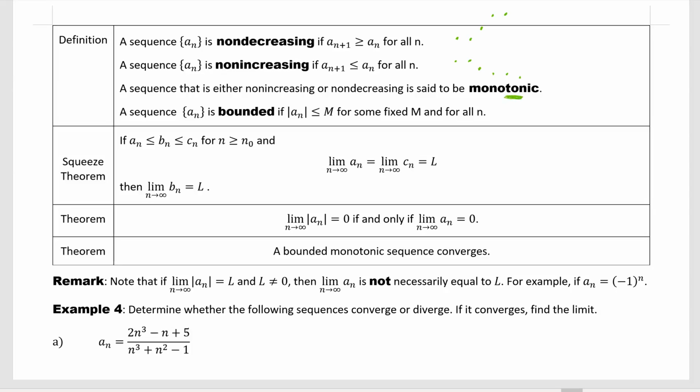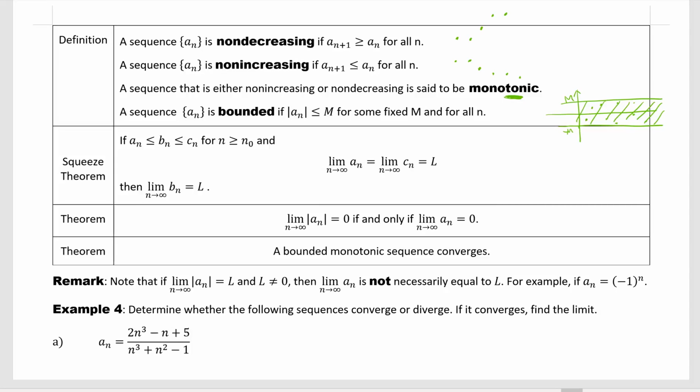Okay, monotonic. A sequence is bounded if the absolute value of the sequence is less than or equal to m for some fixed number m and for all n. So, for example, if we draw the picture, let's say this is m, this is minus m. Well, then the sequence has to be within this range. It must be lying in this range. Then the sequence is said to be bounded.